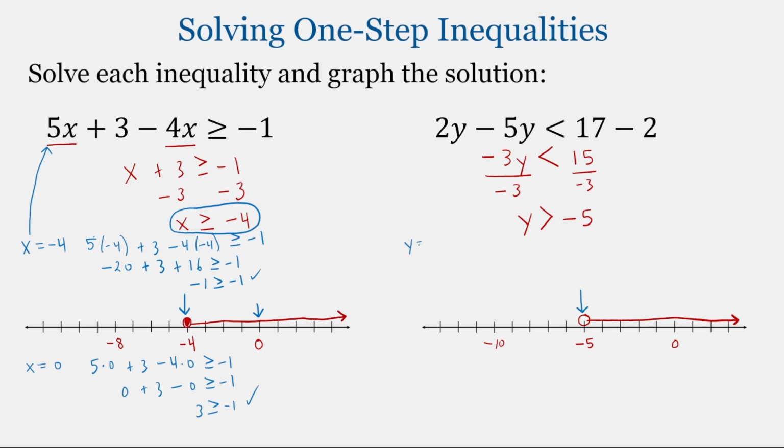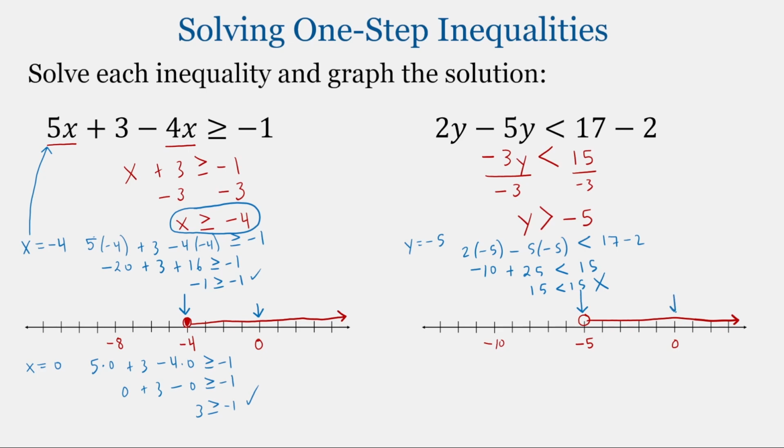So at y equal to negative 5, we have 2 times negative 5 minus 5 times negative 5 less than 17 minus 2. So this is negative 10 plus 25 less than 15. We get 15 less than 15. Again, this is not true because y equal to negative 5 is not included in the solution.